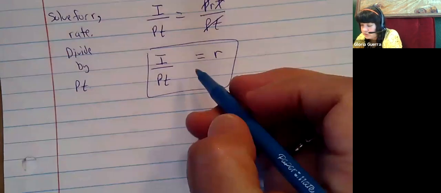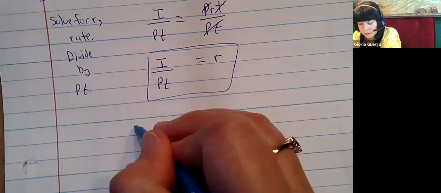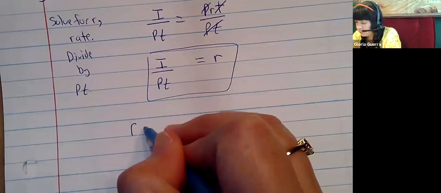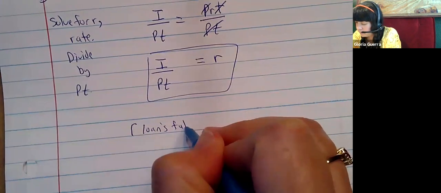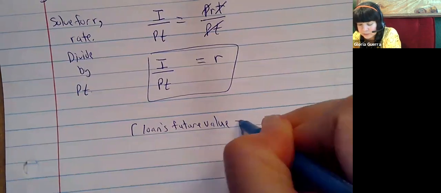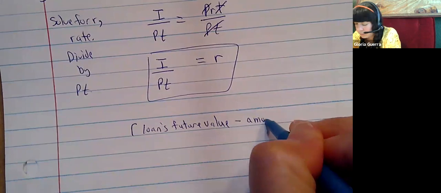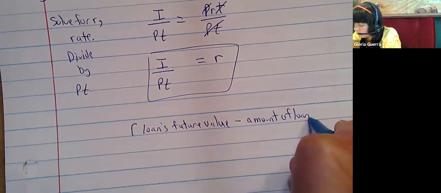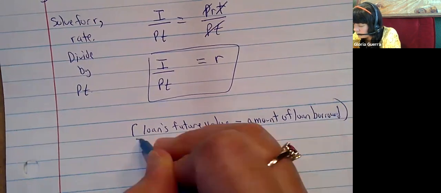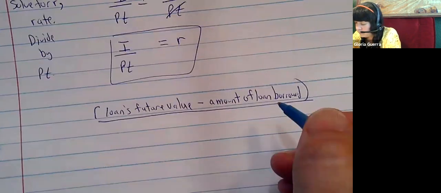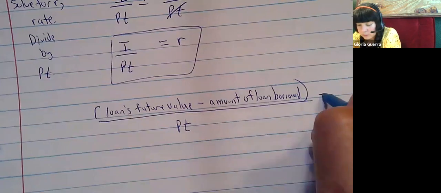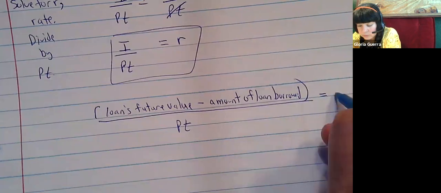To calculate the interest, this is what you have to do. You have to take your loan's future value minus the amount of loan borrowed, divided by your PT, that equals your rate.